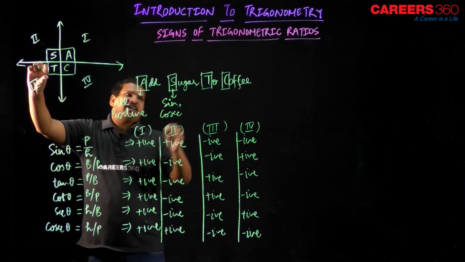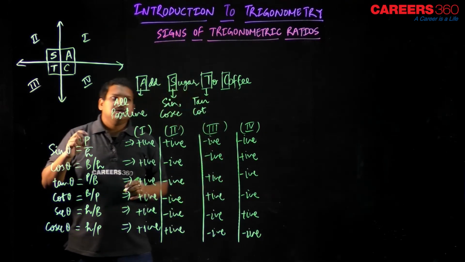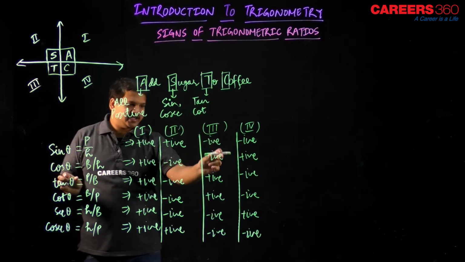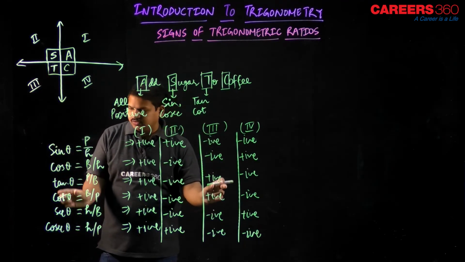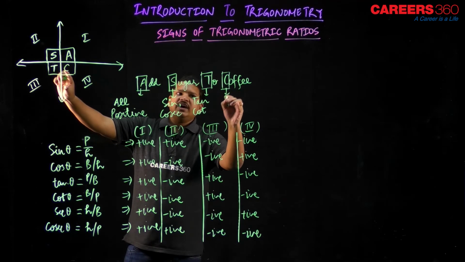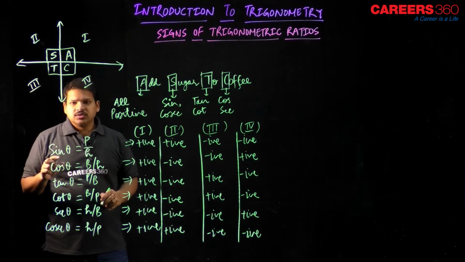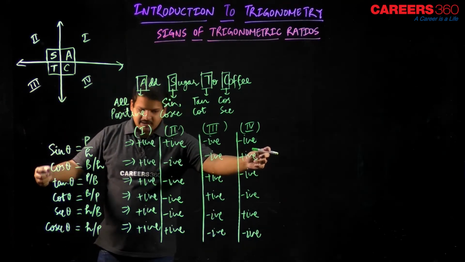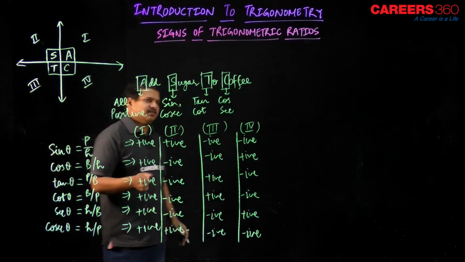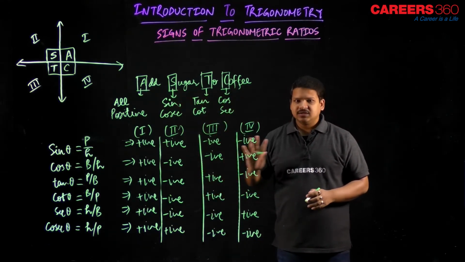In the third quadrant I have T for tan and cot, the original one and its inverse. So in the third quadrant tan and cot, these two values will be positive, rest all will be negative. And finally I have cos and sec. So cos and sec, these two values will be positive and rest all will be negative. I hope it is completely clear to you, right? And that is how you are going to remember these.